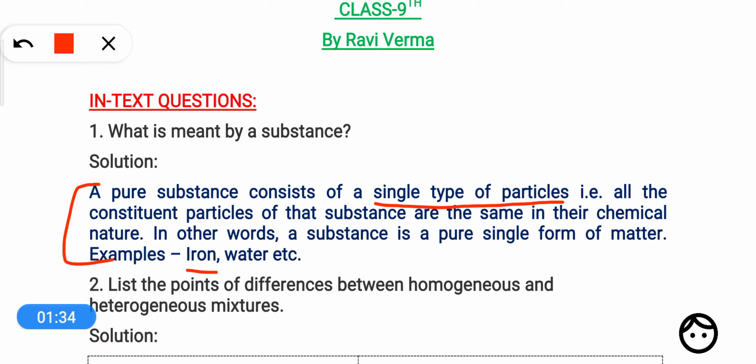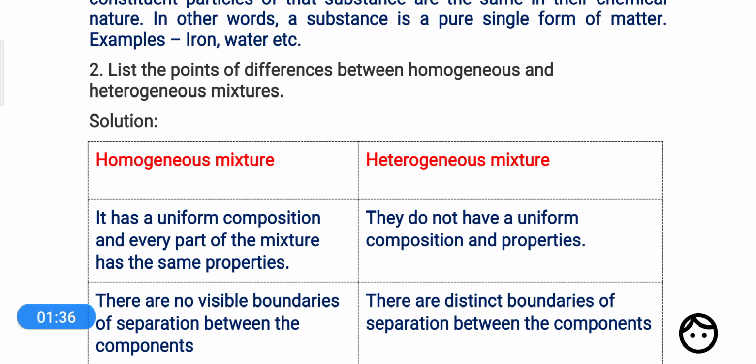Alright, next let's move on to the next question. List the points of differences between homogeneous mixture and heterogeneous mixture. Dear students, you know, when two substances mix completely in such a way that the small particles of the components cannot be seen with the naked eyes, then it becomes a homogeneous mixture. A homogeneous mixture is also called a solution, right?